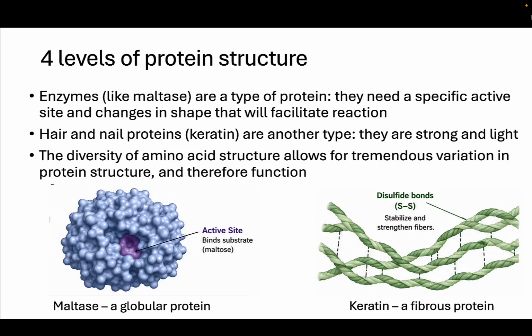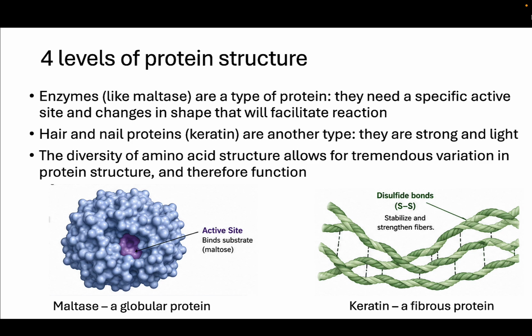Now that we've learned about amino acids and that they connect to each other to form a peptide bond, which is going to lead to larger protein structures, larger polypeptides, we're going to learn a bit more about the big picture of protein structure. To begin with, let's look at a couple of different cases. We have enzymes, which we've looked at before. These are a type of protein.